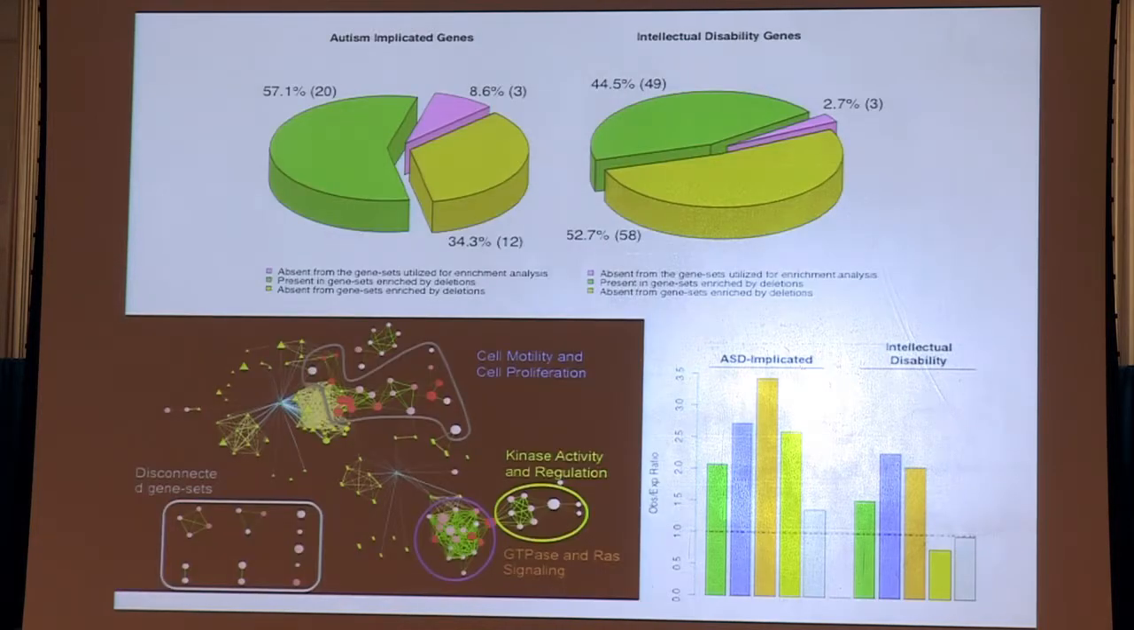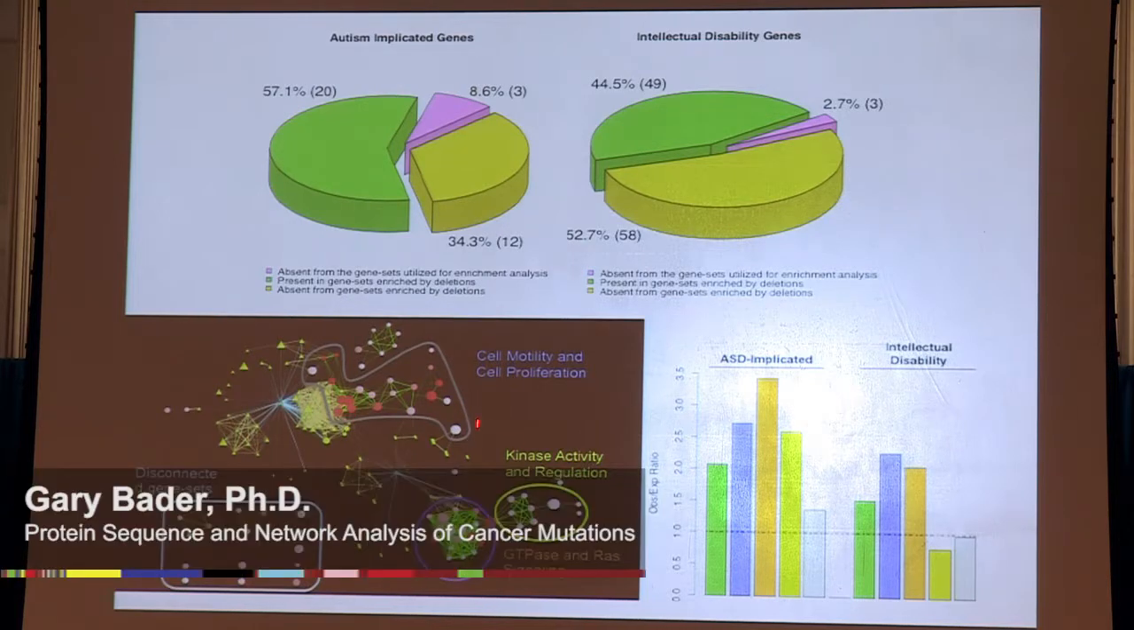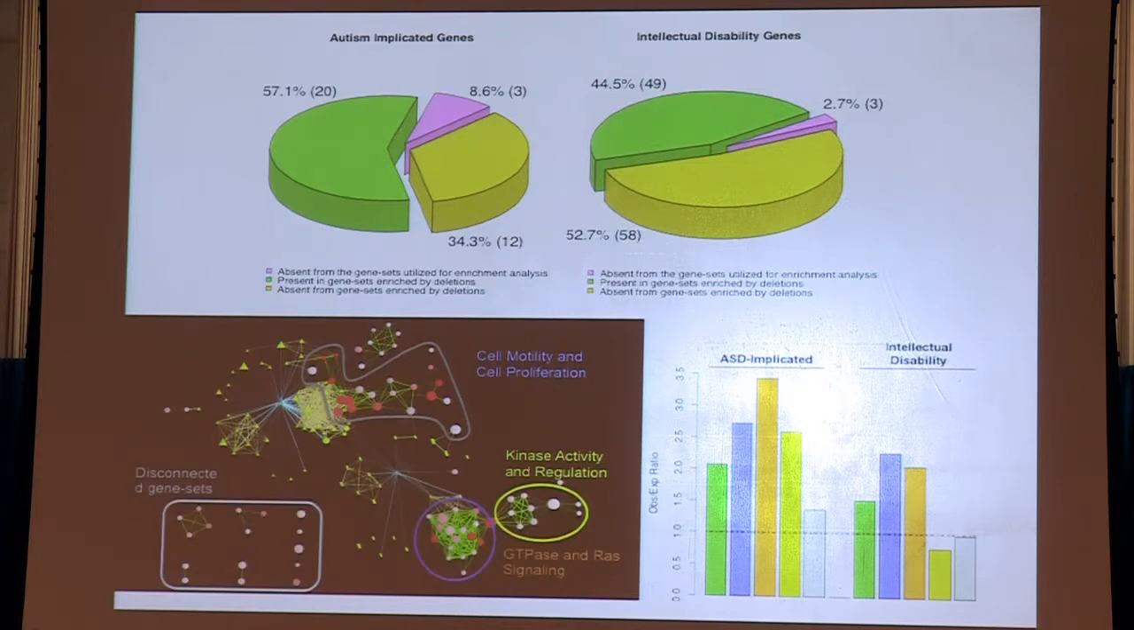And then we looked further at the list of autism-implicated genes and intellectual disability genes, and we looked at these individual themes, what I call functional themes, for instance, cell motility or GTPase and RAS signaling, and we tried to look more specifically to see if the genes involved in these systems were more often found in these known disease genes than we would expect. And in general, the themes that we focused on were found more often in known disease genes. So that, again, tried to validate the theme.